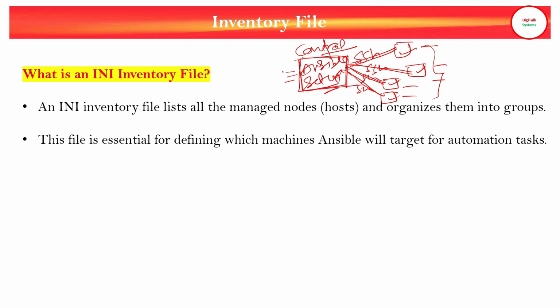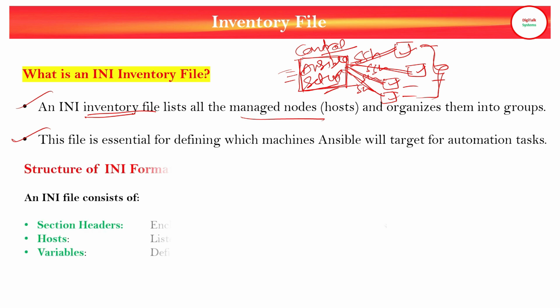So it has to be aware of the information about all of the hosts where we are going to execute the tasks. For that we create the inventory files, and in this inventory file we make different entries for the particular hosts. We saw an example in the Ansible setup session, where we created one small inventory file and then pinged that host with the help of an Ansible command. This is the inventory file which manages all the managed nodes. This file is essential for defining which machines Ansible will target for automation tasks. Simply, all the machines where the automation tasks need to be executed.